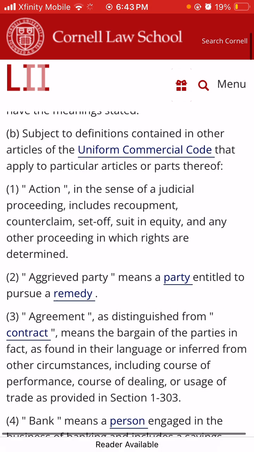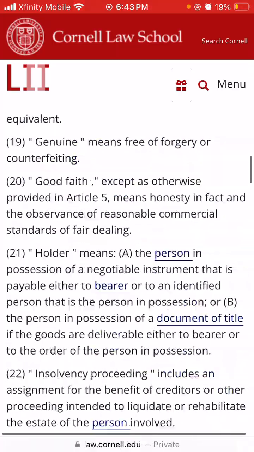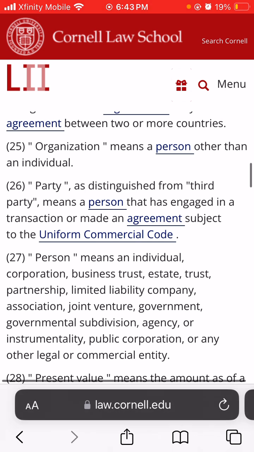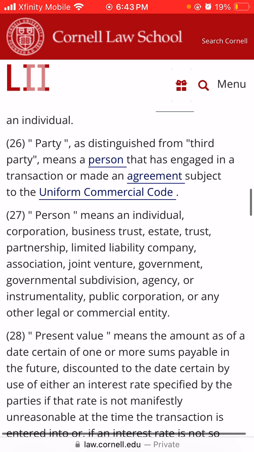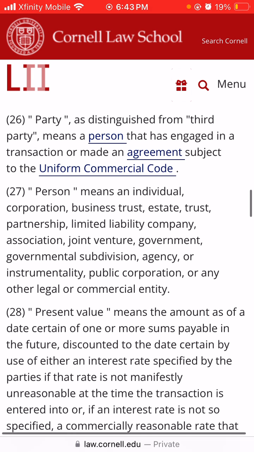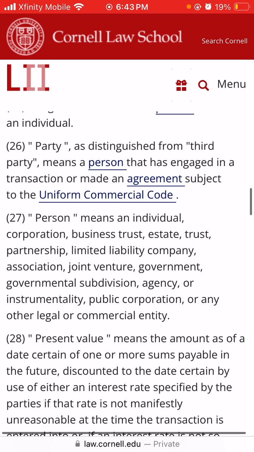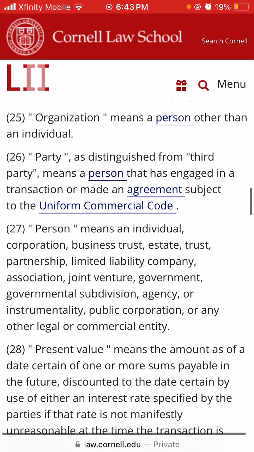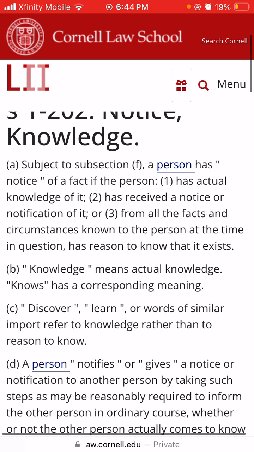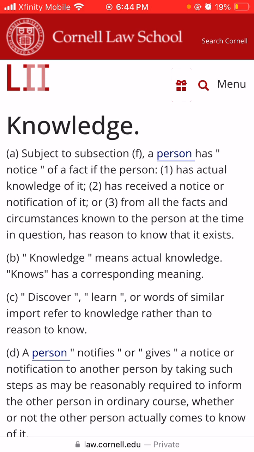Look at the definition of person. It means an individual, corporation, business trust, state trust, partnership, limited liability company, association, joint venture, governmental subdivision, agency or instrumentality, public corporation, or any other legal or commercial entity. They don't mention organization, but we can contextually, because remember the general provisions, lump organization in there, because the context doesn't say that it can't. An organization is an entity. So we're going to assume that this person is the organization that's receiving these notices or a notification of it.